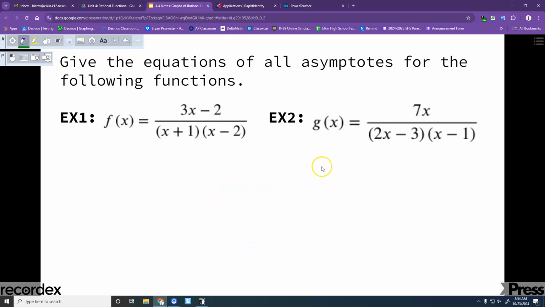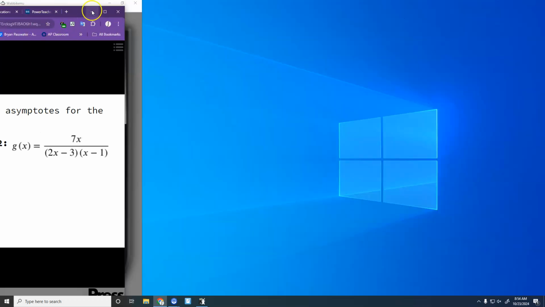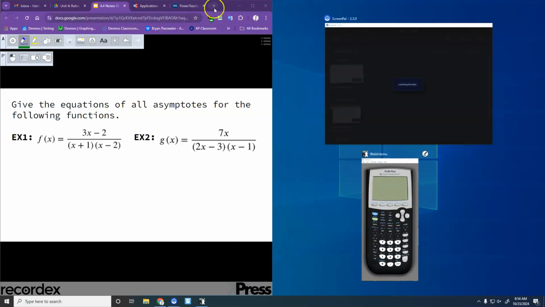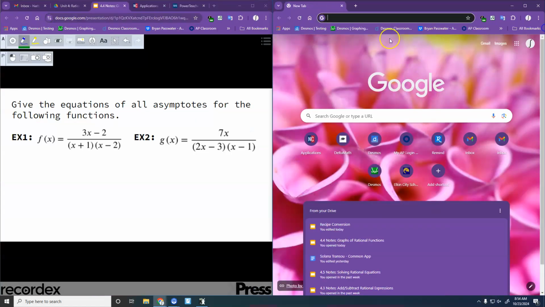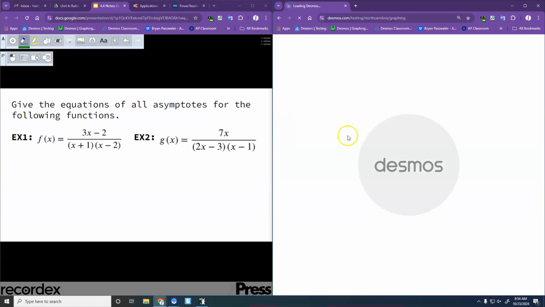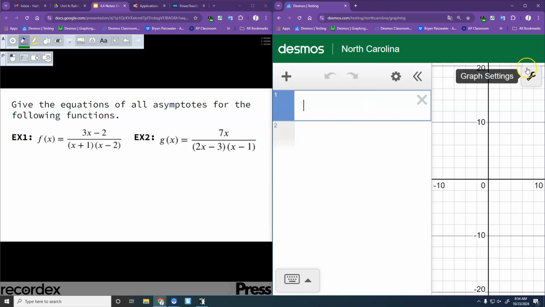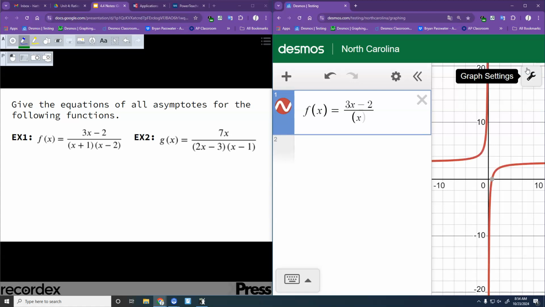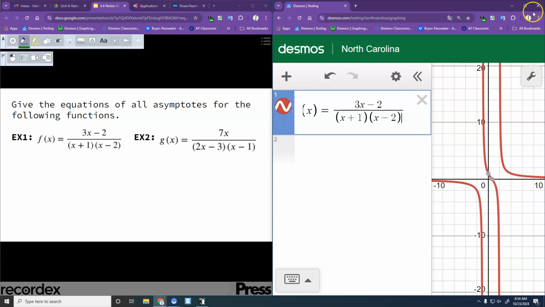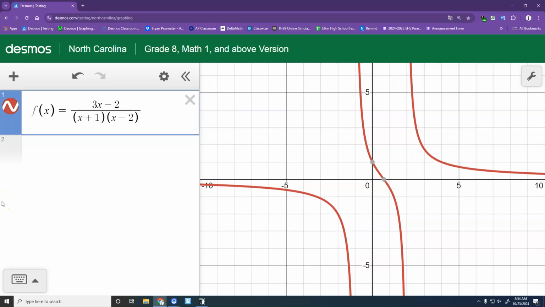If we look at these problems, this is not our basic one, right? So let's type these into Desmos and see what they look like. So over here, I'm just typing in example 1, f of x equals 3x minus 2 over x plus 1, x minus 2. Let's make that full screen so you guys can see it.